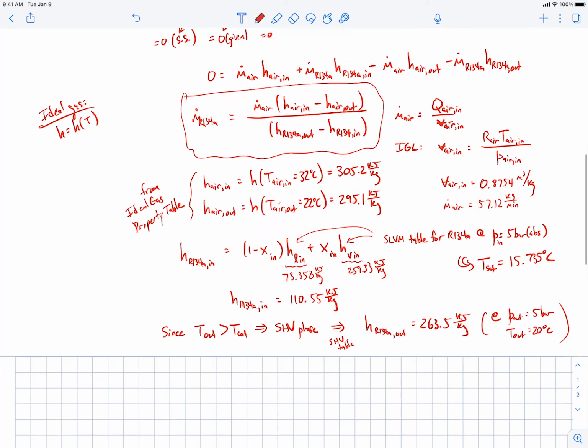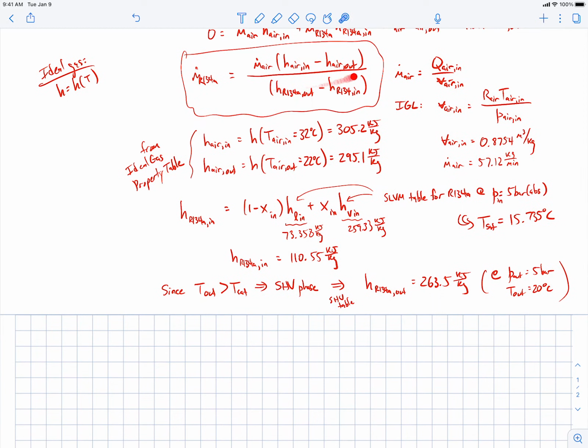All right, so once you have that information, we have everything we need to calculate the mass flow rate for the R134A. And so when you plug in the numbers for that, I end up getting 3.77 kilograms per minute.